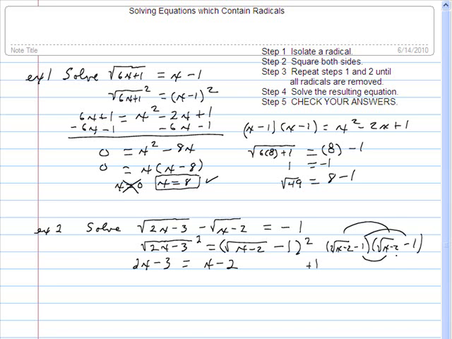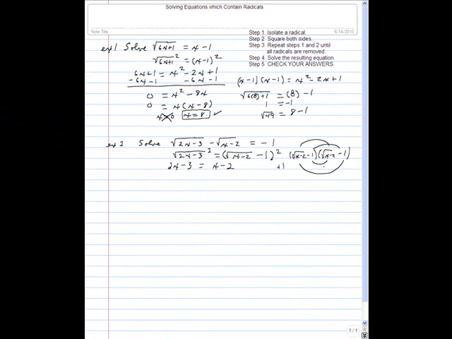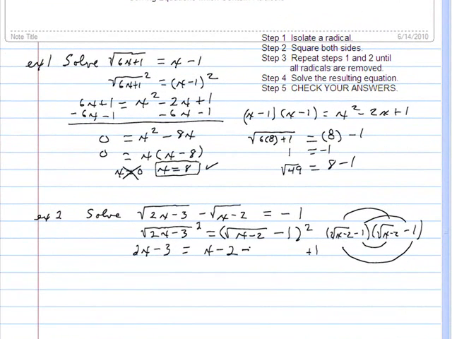Well, that would be the inside product plus the outside product. The inside product is -1 square root of x minus 2. The outside product is -1 square root of x minus 2. So when I add them up, -2 square root of x minus 2.